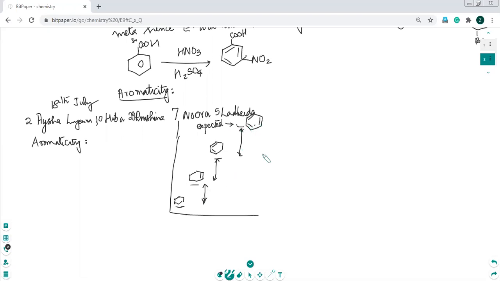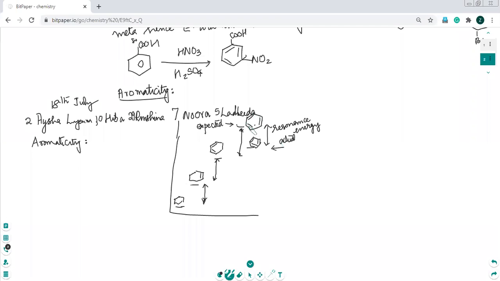But in reality, this is expected. See, the actual energy of benzene is somewhere here. Meaning, it is having this much less energy than expected. This energy is known as resonance energy. Resonance energy is the stabilization factor of aromatic compounds.